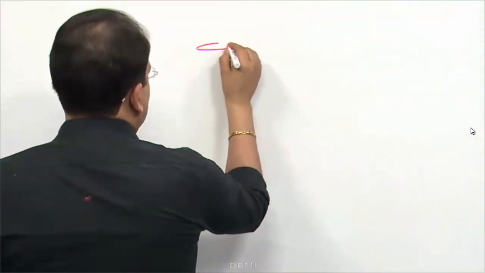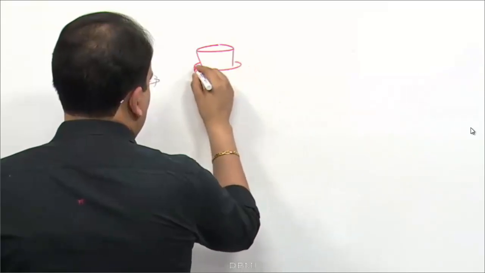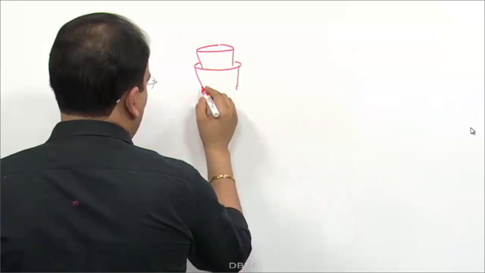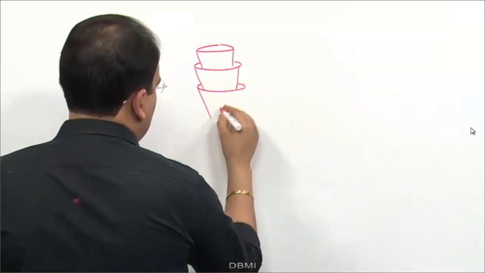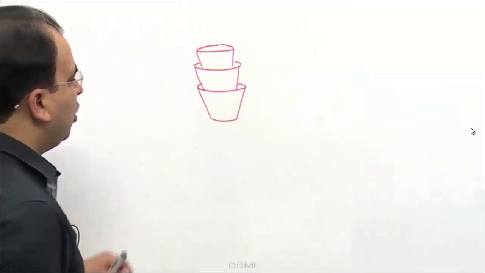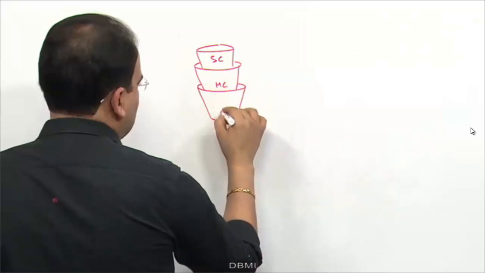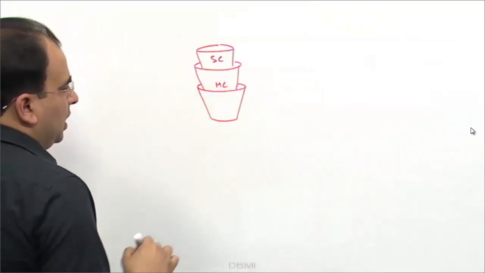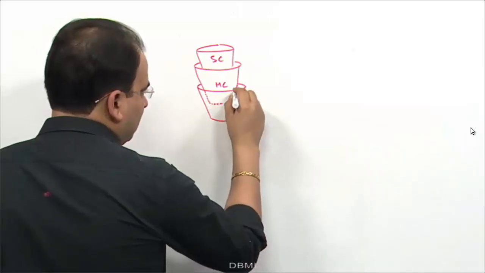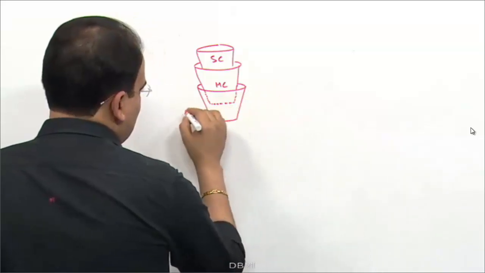If this is the superior constrictor muscle, it is like this in the middle constrictor, and the middle constrictor is overlapped by the inferior constrictor. So you can see they are all overlapping each other. This is superior constrictor, this is middle, and this is inferior. If this is the middle constrictor here, the inferior constrictor is having two parts.